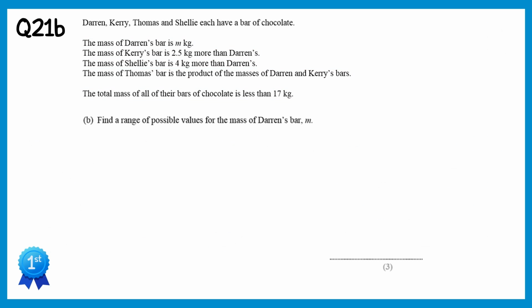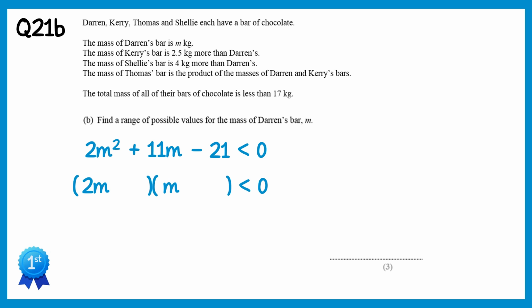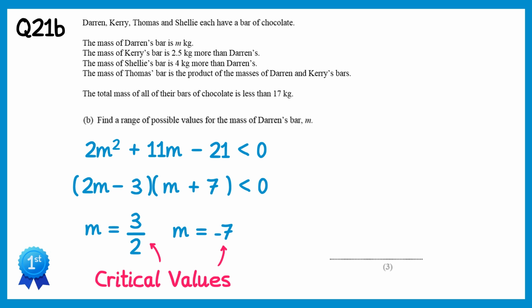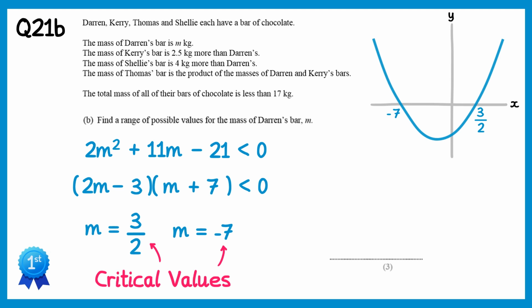For this question, we need to solve the inequality. To do this, we'll factorise. We'll have 2 brackets with 2m and m, and to complete the brackets, we have negative 3 and plus 7. This gives you m equals 3 over 2 and m equals negative 7 as your critical values. This means if you draw a graph of the quadratic, it would look like this, going through the values negative 7 and 3 over 2.